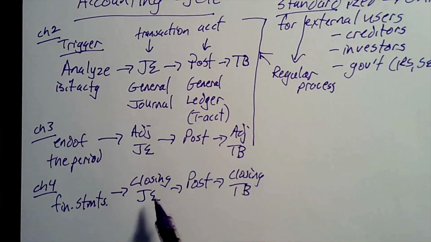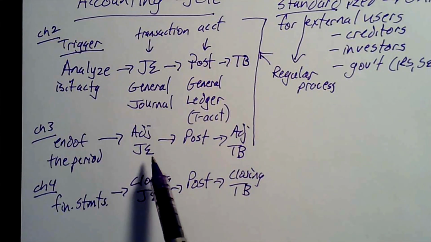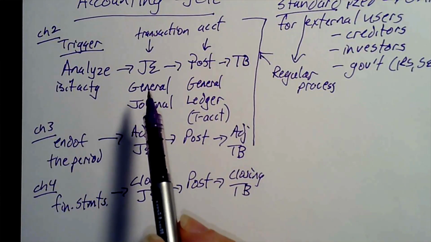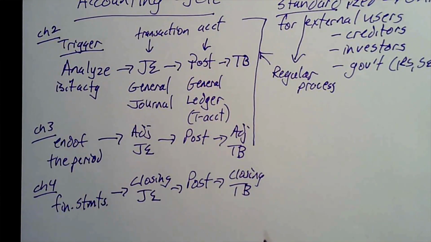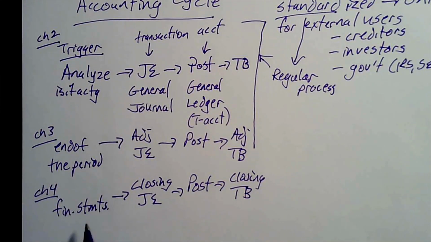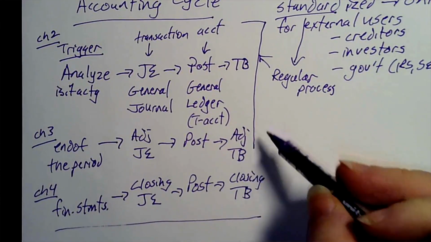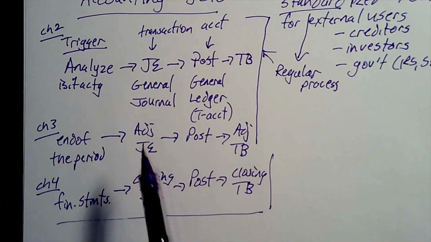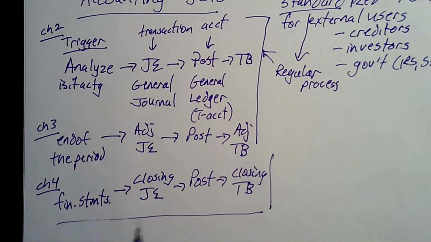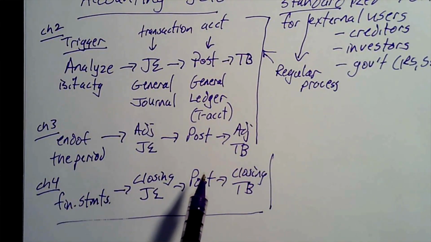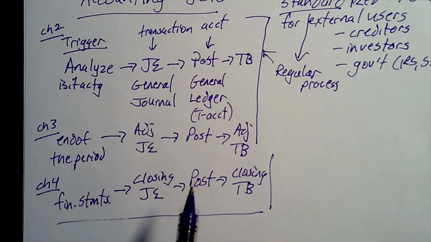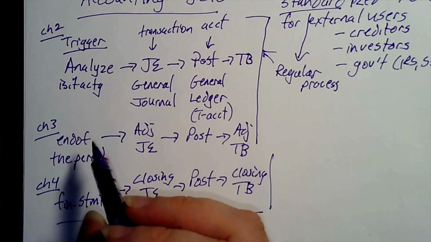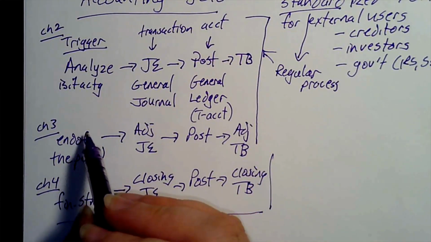And again, closing entries are a little different from adjusting entries, which are a little different from our normal business transactions. So here we have it. We've got the whole accounting cycle, and we're taking 3 chapters to cover them: chapter 2, chapter 3, and chapter 4. So we're going to be halfway through once we cover chapter 3. So let's talk a little bit about these adjusting journal entries.